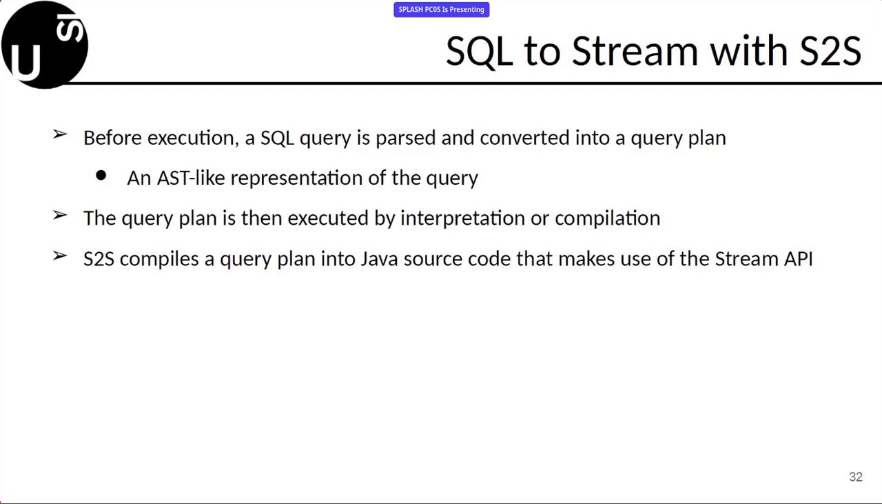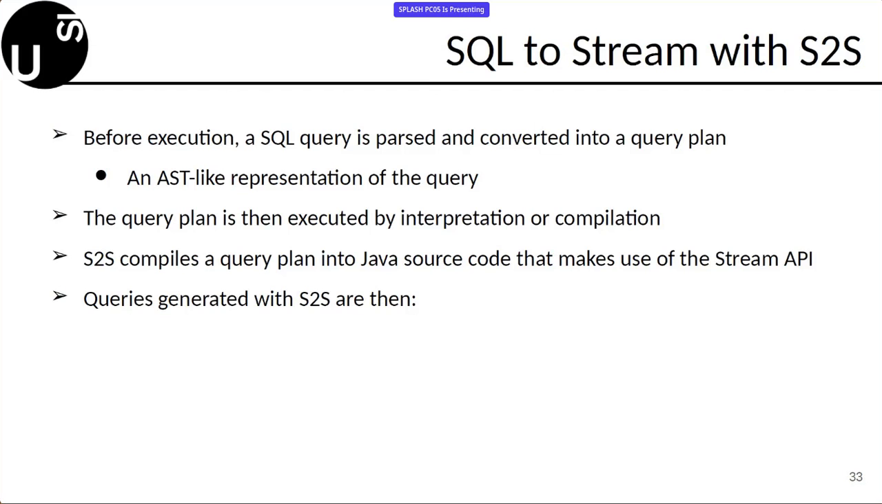S2S is a tool that is basically a query compiler that compiles a given query plan into Java source code. So we are not targeting performance of query execution; we are addressing the problem of creating plenty of Java code that makes use of the Stream API. So we can execute a given query by converting it first into a query plan, then into Java source code, and then we can evaluate the Java code.